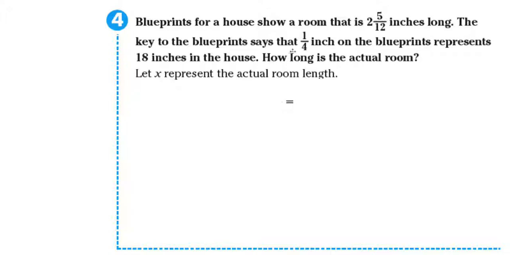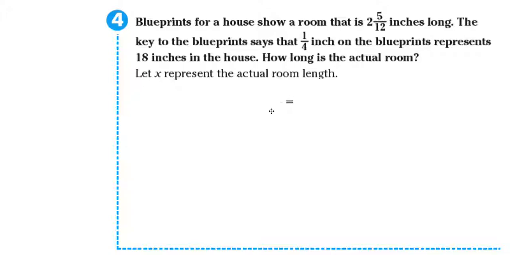Blueprints for a house show a room that is 2 and 5 over 12 inches long. The key to the blueprints says that 1/4 inch on the blueprints represents 18 inches in the house. How long is the actual room? So again, we start with a let statement. Let x represent the actual room length.